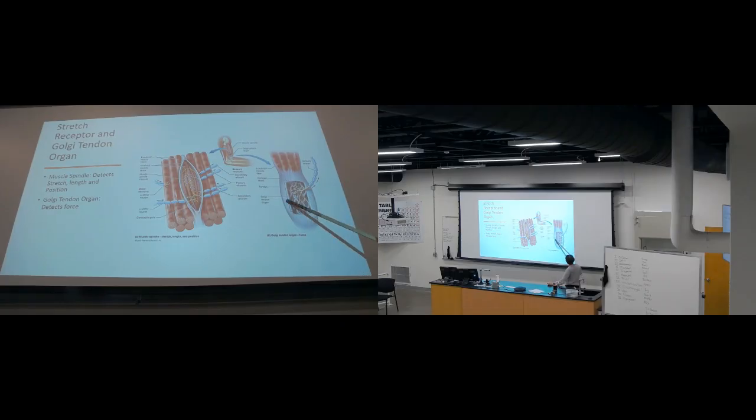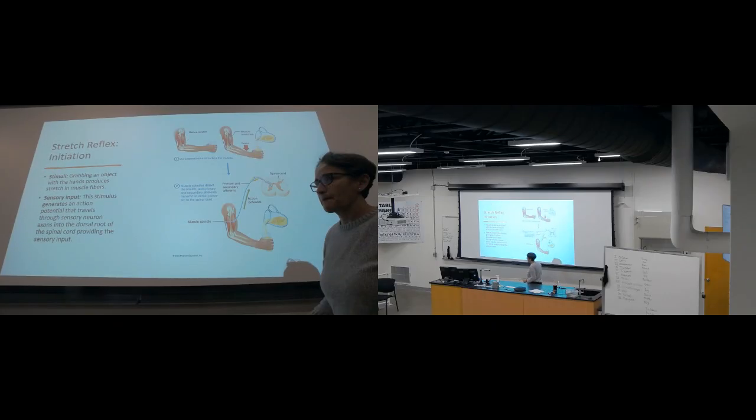We have this type of information, this type of reflex, in the tendons as well. We have these sensory neurons that tell how much your tendons have stretched. So this is for force, and this is for stretch, length, and position.